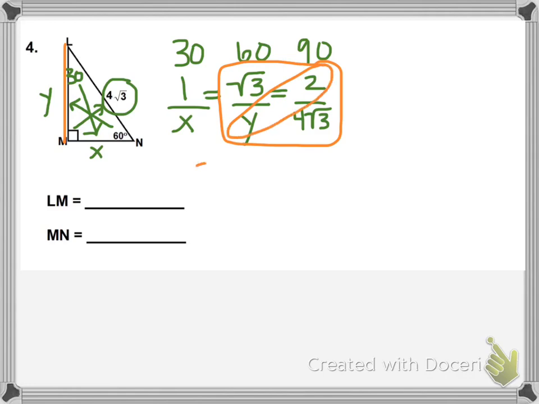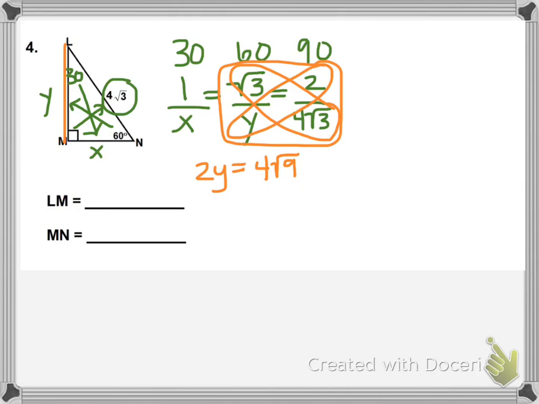Y times 2 is 2y. Square root of 3 times 4 square root of 3. The 4 doesn't have another outside number to multiply by, so we're just going to rewrite it. The two inside numbers can get multiplied. 3 times 3 is 9. So I've got 4 square root of 9. And I know square root of 9 is 3, but I'm just going to write it like this for now.